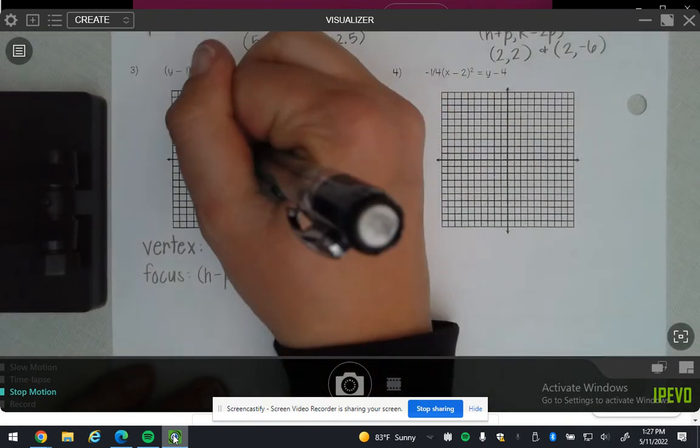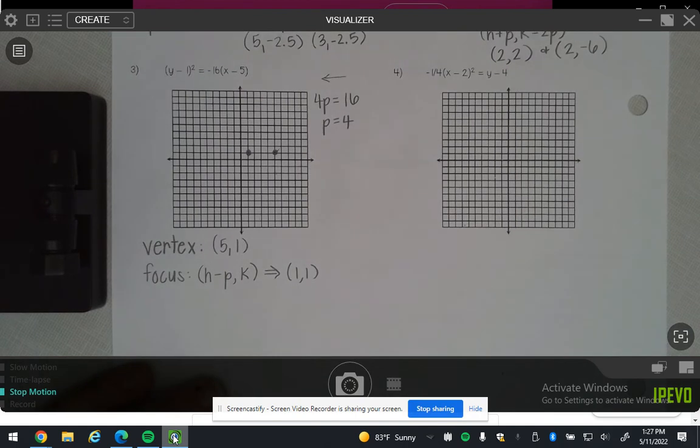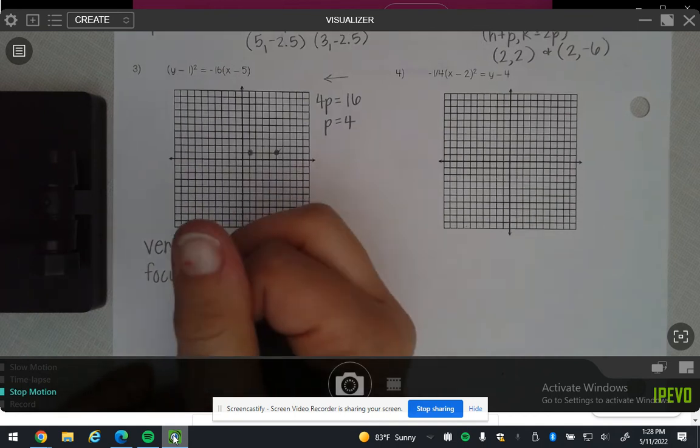Why are we going minus? Because you're going left. Okay.